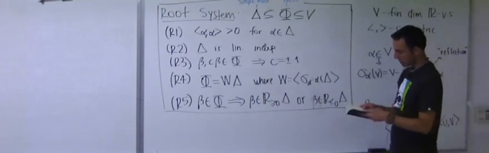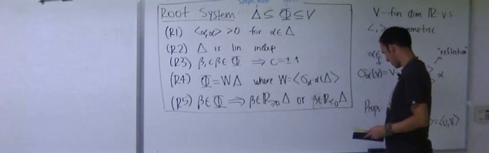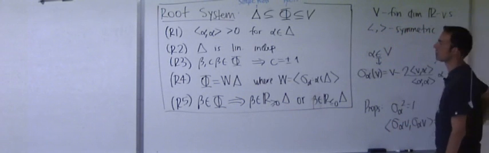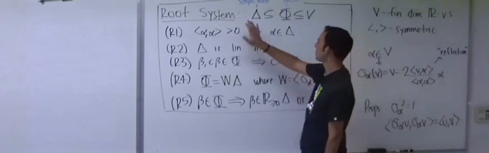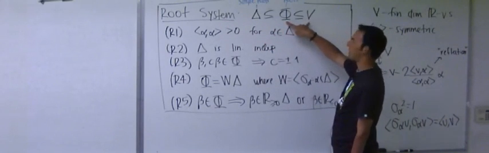So we were talking about root systems, and we will continue to talk about them today. And so let me quickly remind you what we said a root system was. We said that it was a set of vectors in a vector space V.